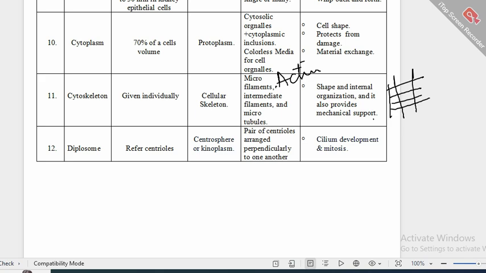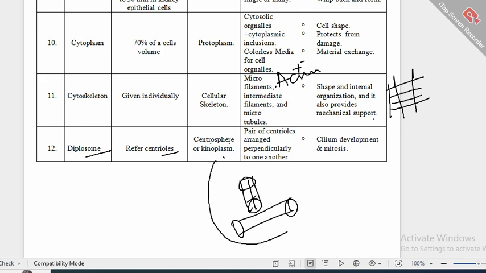Diplosomes and centrioles, which we have already checked. The diplosome is known as centrosphere or kinoplasm. Don't get confused with centrioles. A pair of centrioles arranged perpendicular to one another, which are long cylindrical tubules, is known as a diplosome.